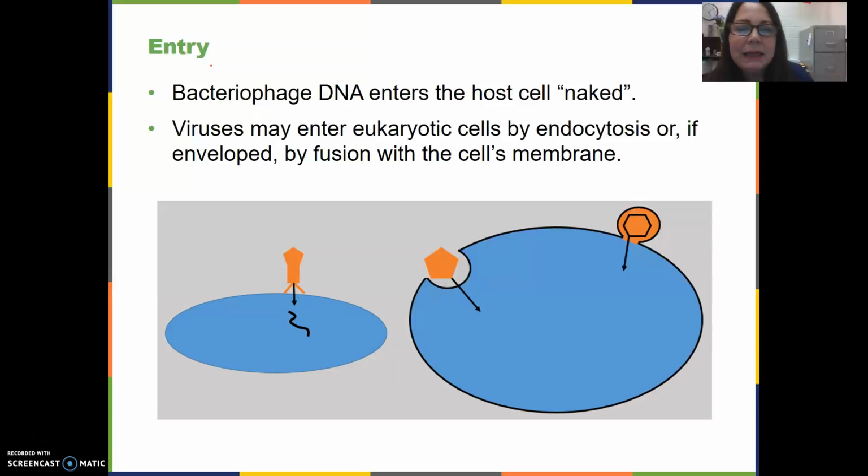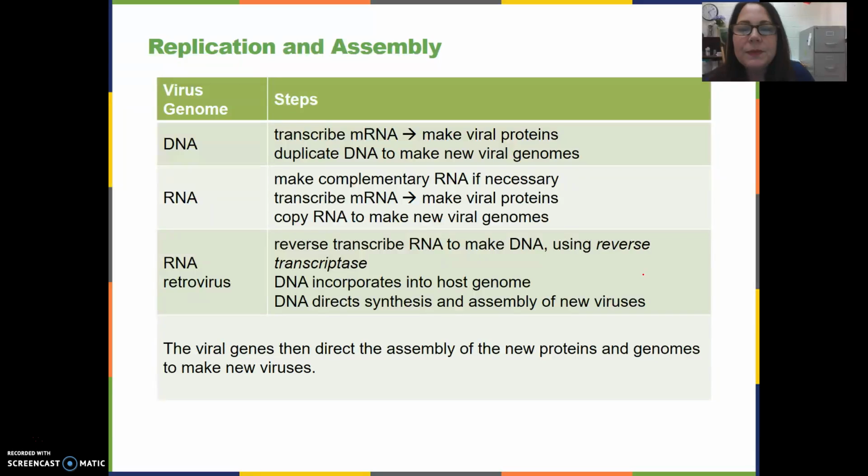Then there's entry. Viruses can either enter just by injecting their nucleic acid into the host cell, which is how bacteriophages work. The bacteriophage DNA just enters naked. In other words, the rest of the bacteriophage, the capsid that's shaped kind of like a spaceship, remains outside of the bacterial cell that it's infecting. And sometimes the entire virus can enter the cell. It can enter by endocytosis, so here is endocytosis, where the cell is just engulfing the virus. But an enveloped virus can actually fuse with the plasma membrane, because the envelope and the plasma membrane are both composed of a phospholipid bilayer. So sometimes the entire virus enters the cell, and sometimes it's just the genome.